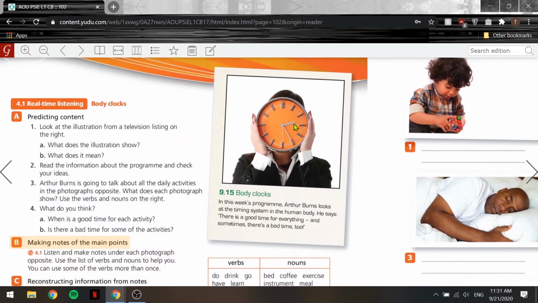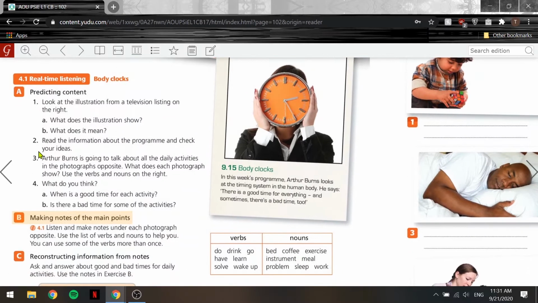Okay, so if we look here, it looks like we have an illustration that shows a clock in front of a person's face, and this basically means that there's a clock, I'm guessing a timing system, inside the human body itself, which controls our activity, when we feel hungry, when we feel sleepy, etc. As you can see here in this week's program, Arthur Burns, I'm guessing this is the presenter, looks at the timing system in the human body. He says there's a good time for everything and sometimes there's a bad time too. I guess we'll dive into detail about that in a second here.